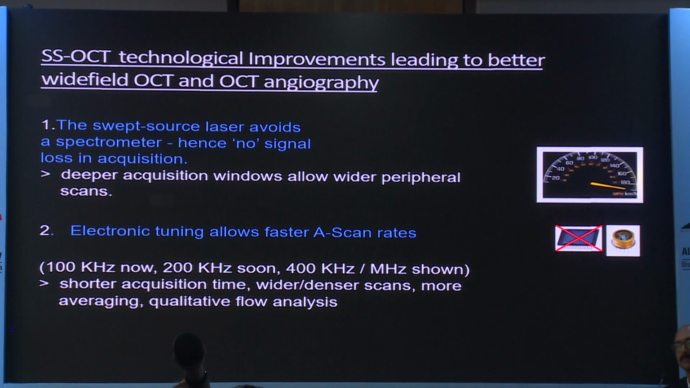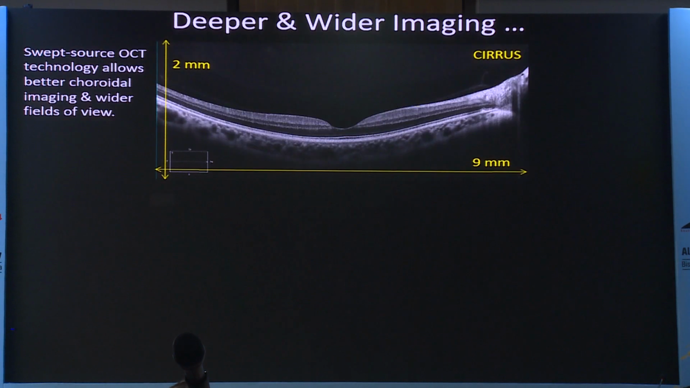So swept source has really helped us to go wider and deeper. Basically there's no spectrometer, so there's no signal loss. The electronic tuning is just getting better and better, and you're getting faster A-scans. If you want so much depth and resolution and it's not faster, the patient would be blinking and it would take too long. So this has really helped us with shorter acquisition times, more averaging, and a better flow analysis. So how are we going deeper and wider?